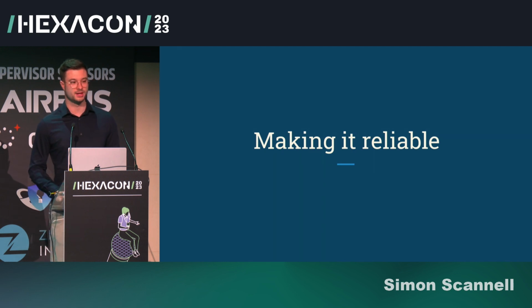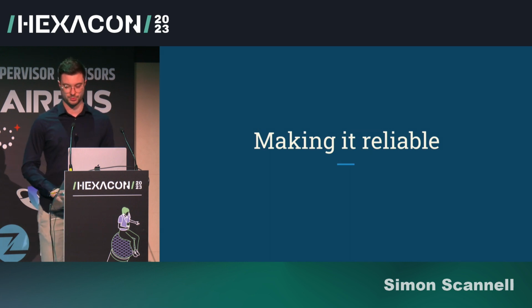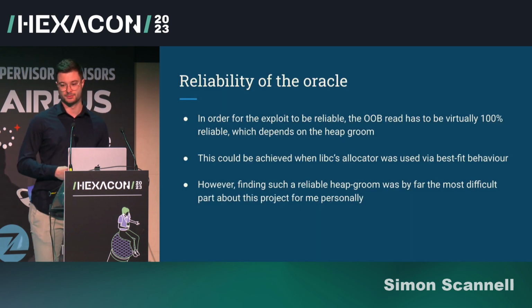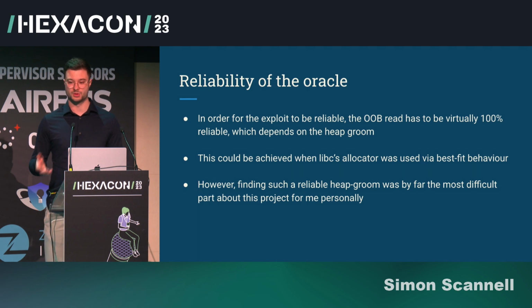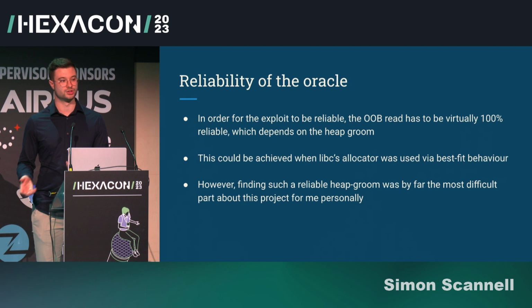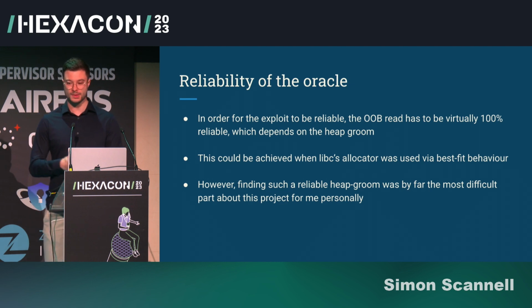So let's talk about making this reliable, because so far we've been assuming a very reliable heap layout, which is actually quite difficult. So again, in order for the exploit to be reliable, the out-of-bounds read needs to be virtually 100% reliable as well, which depends heavily on the heap layout. And this could be achieved when libc's allocator was used via the best fit behavior.